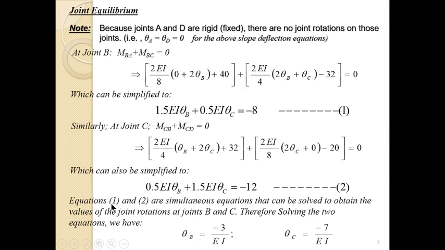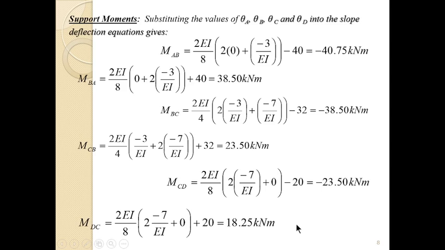So we now have equation 1 and equation 2. If you solve them simultaneously using any method that is convenient for you, you will have that theta B equals minus 3 over EI, while theta C equals minus 7 over EI. So once we are able to find the unknown joint rotations, we know theta A is 0, theta B is minus 3 over EI, theta C is minus 7 over EI, and theta D is 0.